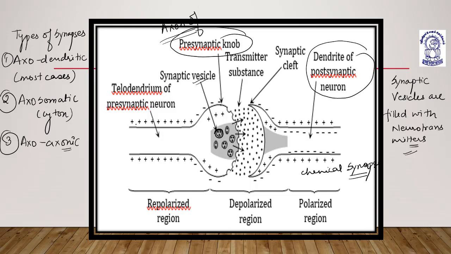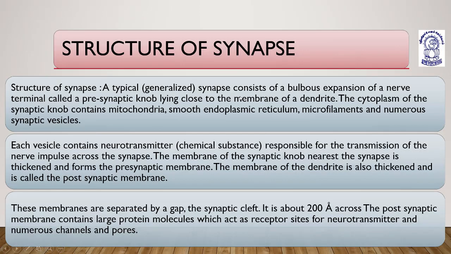The nerve impulse comes through this way, and it leads to an influx of calcium ions. The accumulation of these calcium ions will make the solution hypertonic. I will let you understand this after discussing the structure. Structure of synapse: a typical generalized synapse consists of a bulbous expansion of a nerve terminal, called the presynaptic knob, lying close to the membrane of a dendrite.